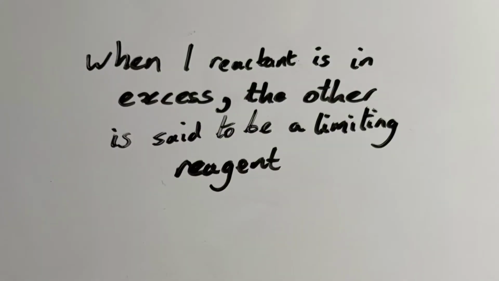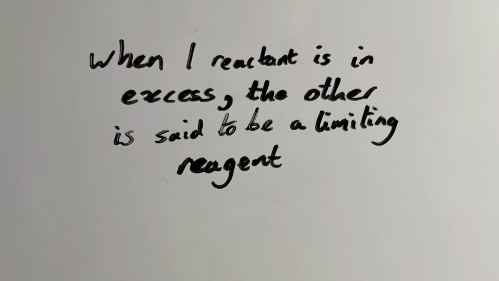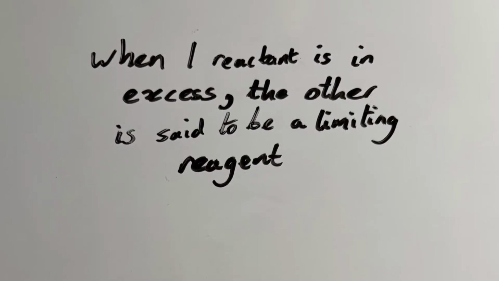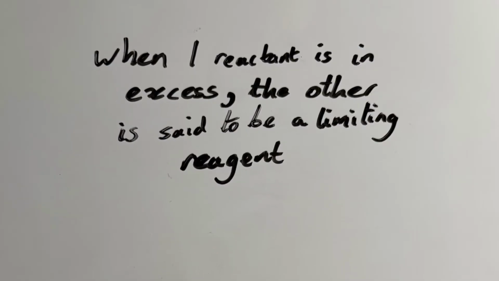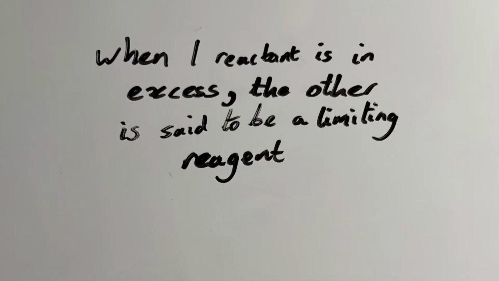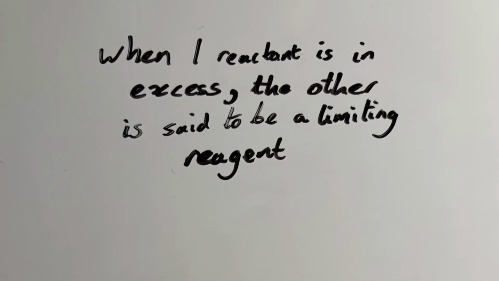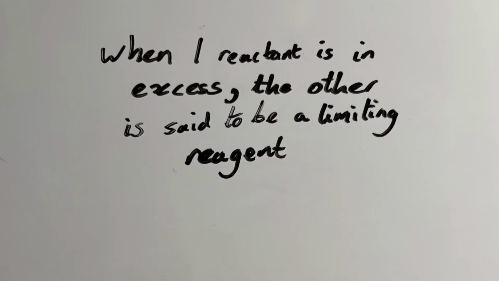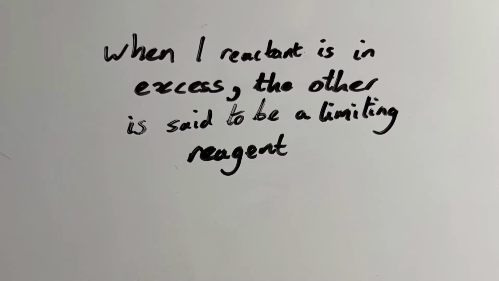Now, when calculating the mass or the number of moles of a product, it's important you take into account something called the limiting reagent. And we use the term limiting reagent when one reactant is in excess, or some are in excess, but at least one of them isn't. And we use the term limiting reagent because it limits how much product can be formed.